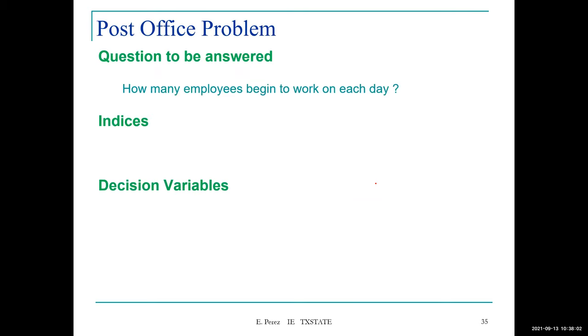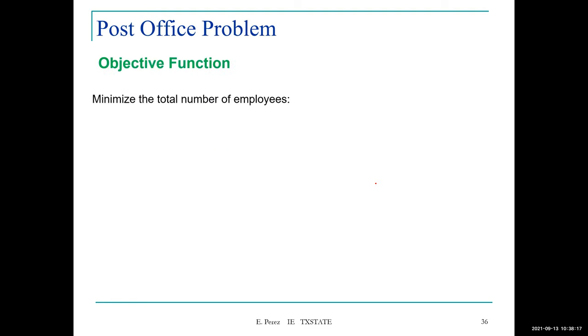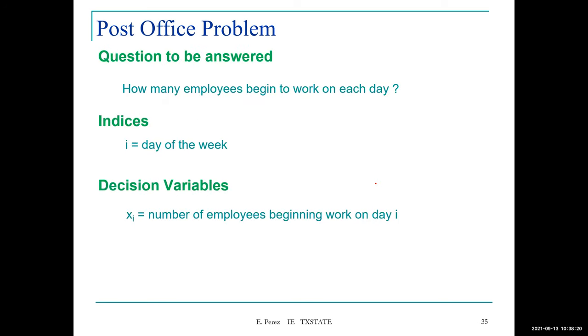So what are the questions to be answered? How many employees begin work on each day? We're going to use i to represent the day of the week. Decision variables: Xi equals the number of employees beginning work on day i. So for 7 days, i equals 1 represents Sunday, i equals 2 represents Monday, Tuesday, and so on. The decision variable is going to tell me how many employees start working on Monday, so we meet the needs of the office and also the requirement of working 5 days in a row and 2 days off.